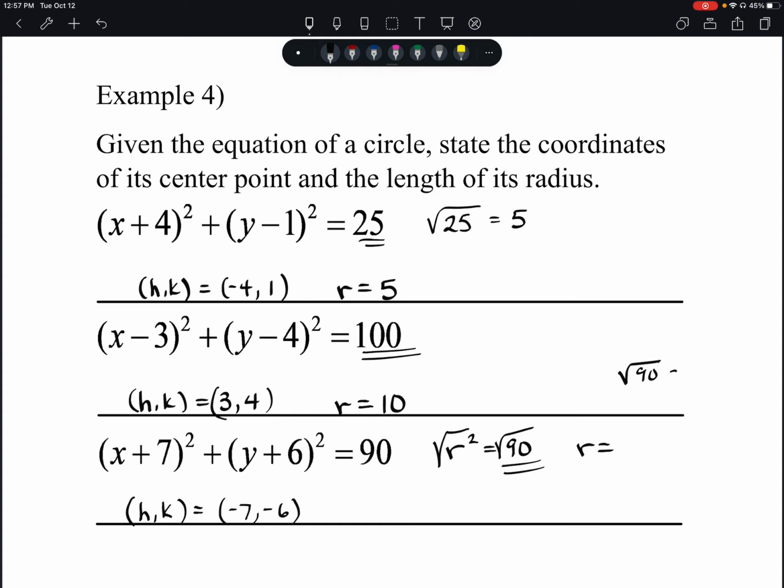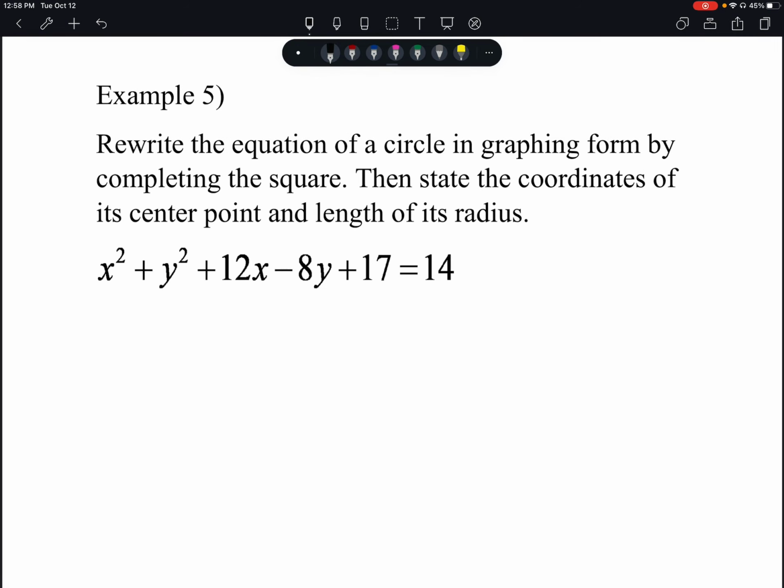If we need to do that real quick, that would be 9 times 10, which is the square root of 9 times the square root of 10, or 3 radical 10. So then I'll just write that down. Our radius is 3 radical 10. All right, if there are questions about any of these ones, make sure you mark them and ask in class. Let's move on to the next one.